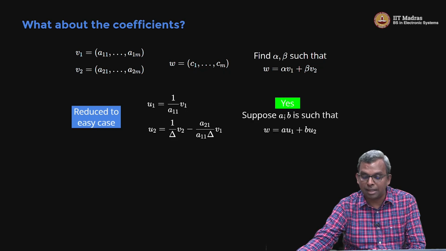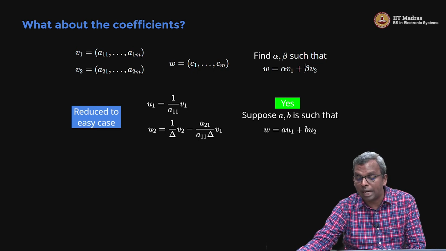Let's say the answer is yes, there is an A, B such that W is A U1 plus B U2. I know how to find A and B, right? It's very easy because of the 1, 0, 1 structure of U1 and U2. I know how to find A and B. How do I go from A, B to alpha beta? That is the question, right? So, W has been written in terms of A U1 plus B U2. I know W also belongs to the span of V1, V2, but the coefficients of V1, V2 are alpha beta. These are different. How do I go from here to there?